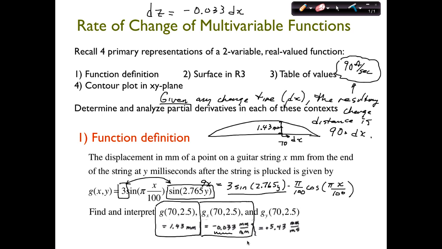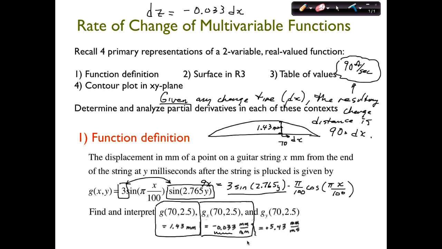For every change in time, for any change in time, the resulting variation of displacement is 5.43 times the change in time that you picked. Yeah, we're getting there. Sorry, you almost got it.